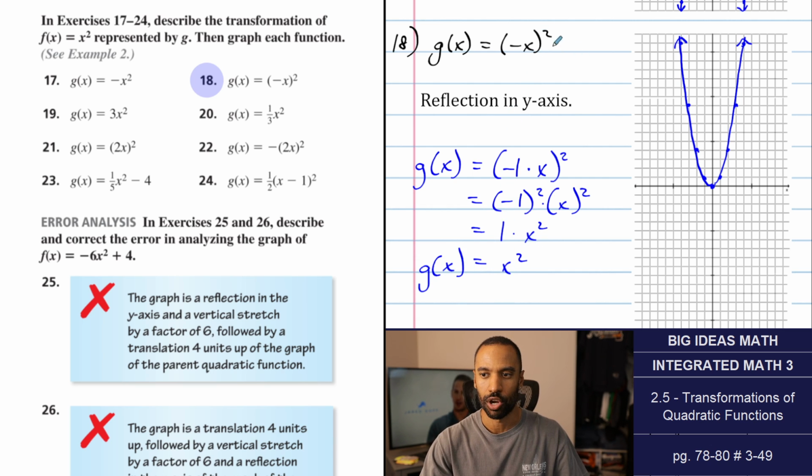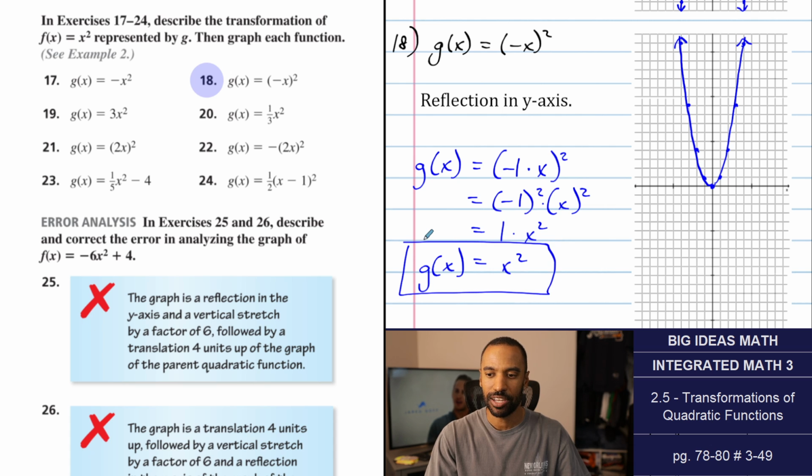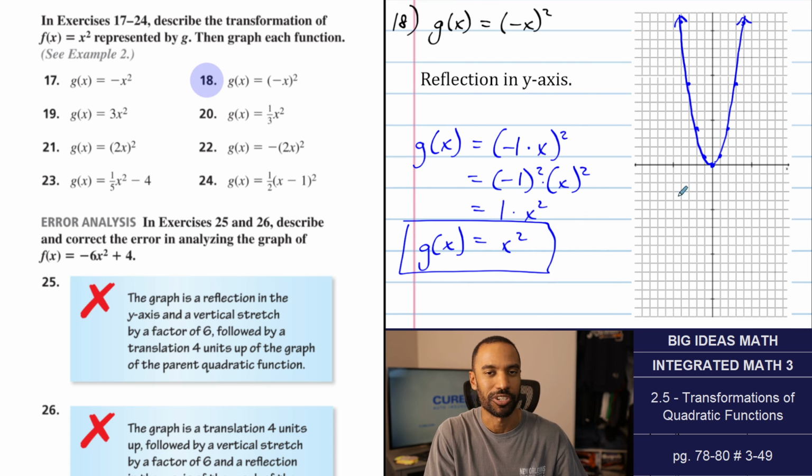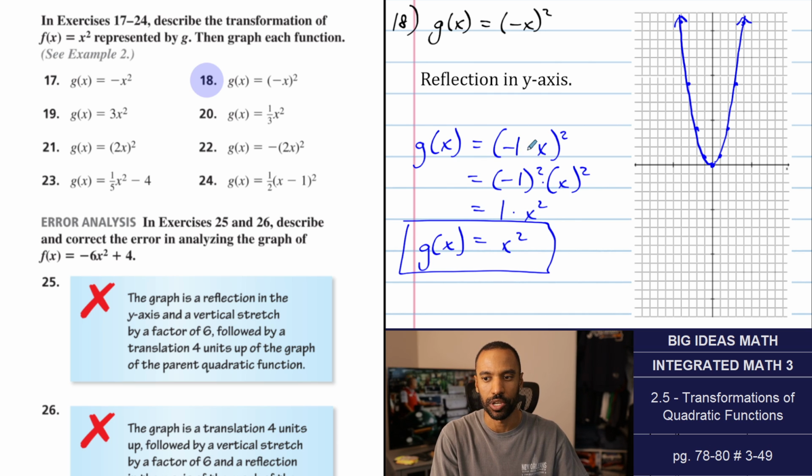Wow, that's a lot of work to just go from here to there. That would have been a lot easier. But g of x equals x squared. Guess what? That's the parent function. But I did want to show you this. I wanted to show you separation of a property involved, squaring a negative turns positive, that kind of stuff. And this is what we get back to. So it is the same thing.